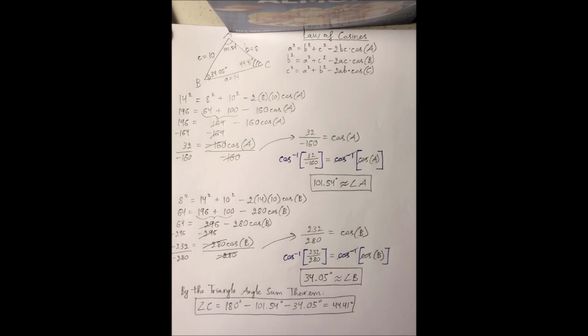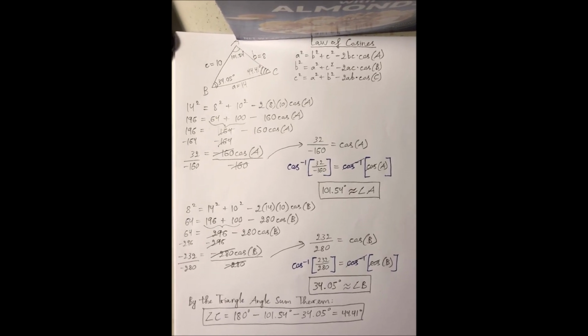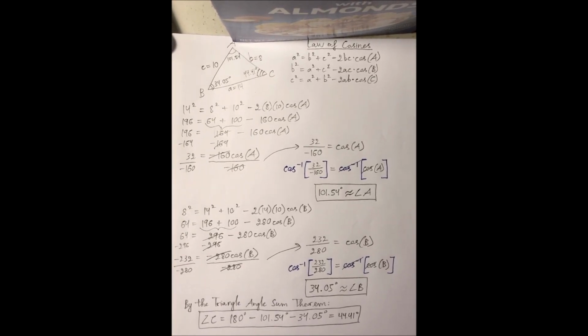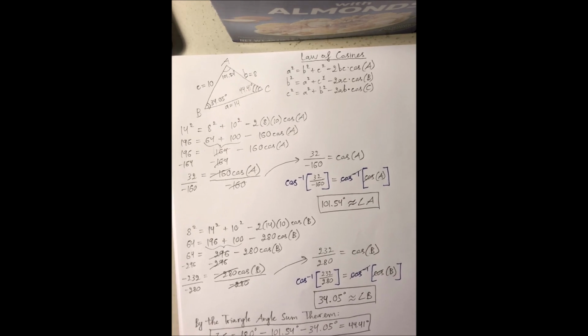And yeah, you guys, this is how we use the law of cosines to evaluate missing angles in any type of triangle, of course.